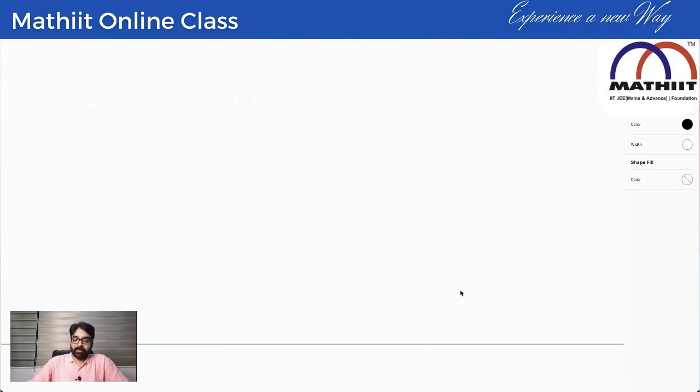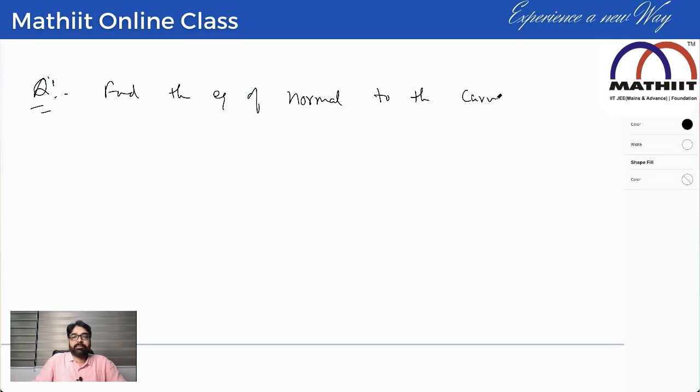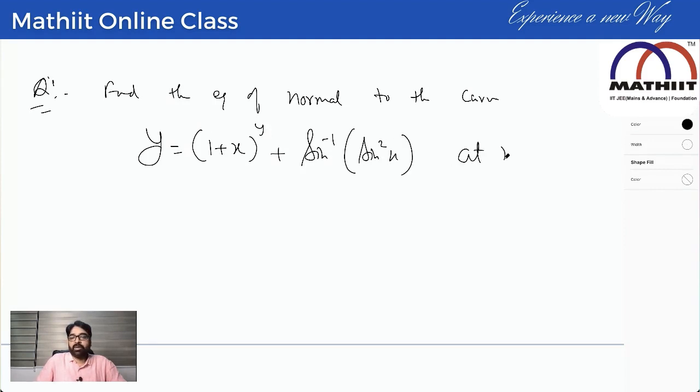Now, next question. Find the equation of normal to the curve y equal to 1 plus x to the power y plus sine inverse squared of x, at x equal to 0. Don't make a mistake. JEE 93, 3 marks.